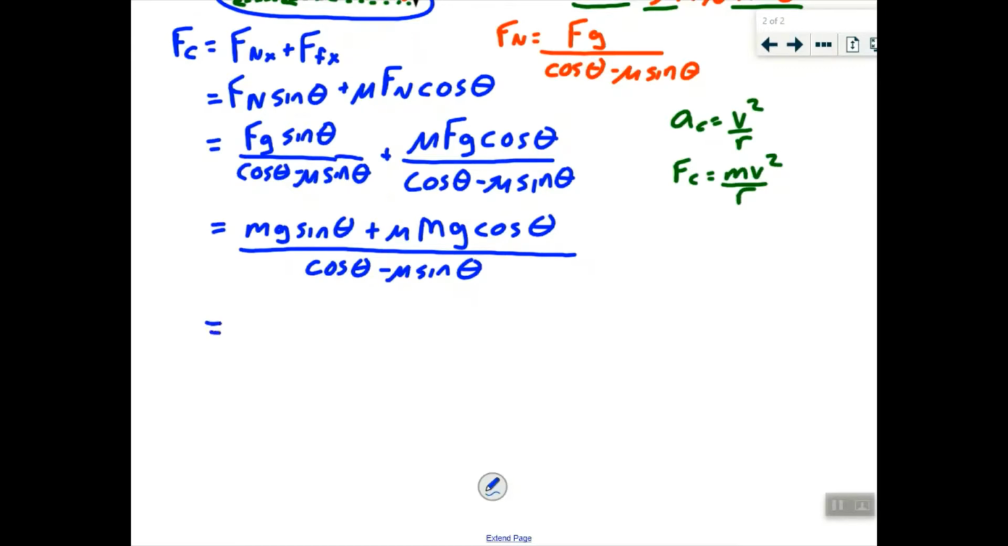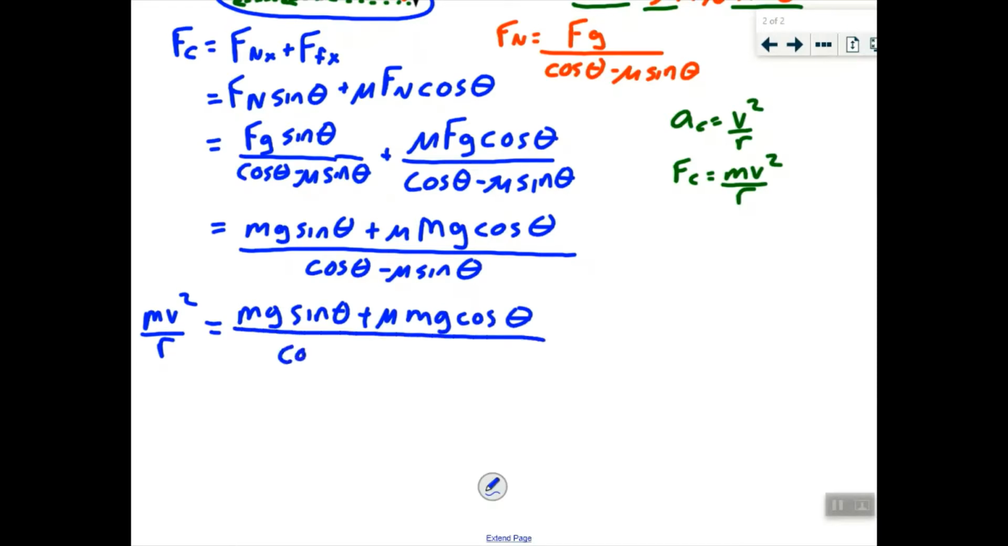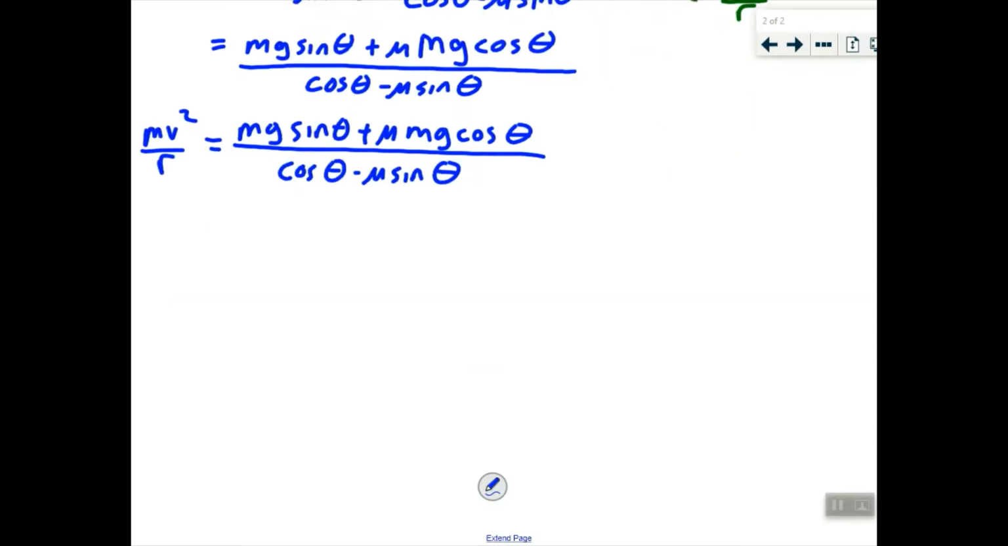So now I'm going to write on the left side mv squared over r, and on the right side mg sine theta plus mu mg cos theta all over cos theta minus mu sine theta. And there's only a small step, or a couple of small steps left, because in the end I don't care what format my equation is in. All I care about is that I have a formula that I can use to solve for any of those four variables.